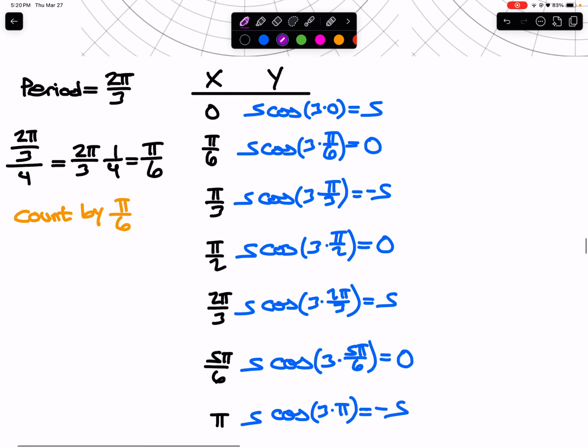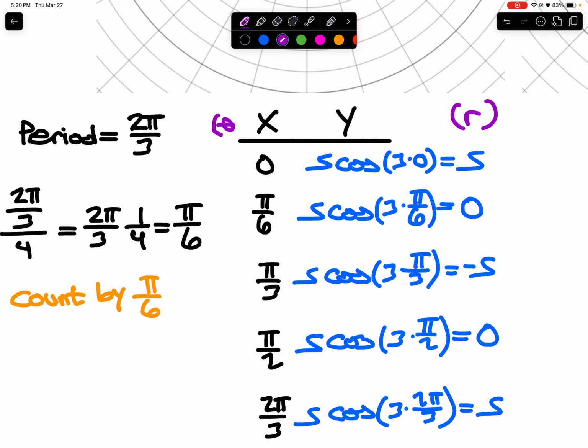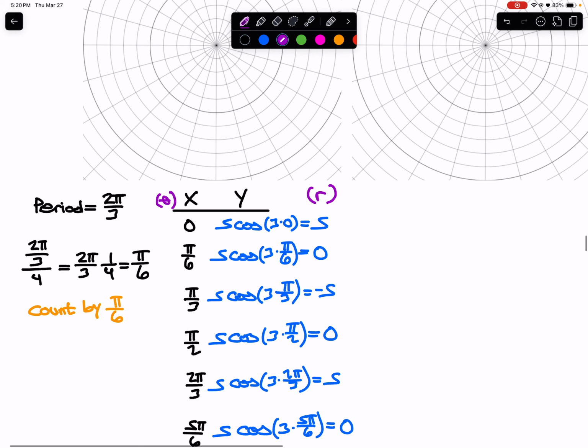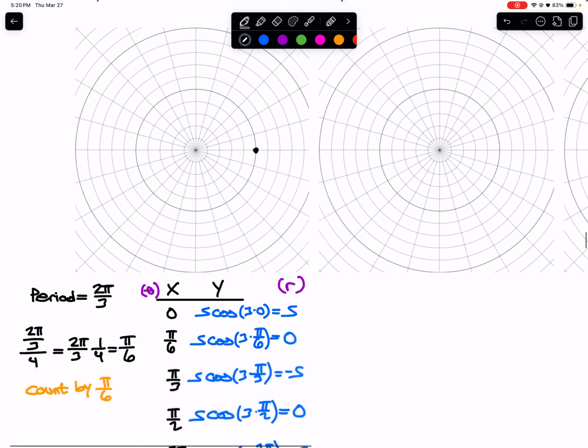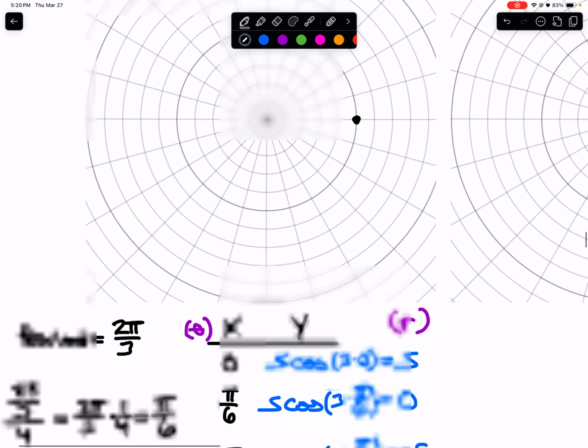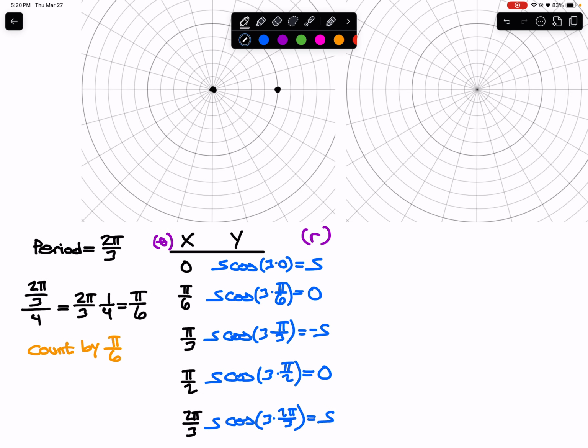So now, if I want to plot these in a rectangular coordinate, you could make a new table, you don't have to, but now this would become my r value, and then all the angles would become my thetas. So I'm going to do 5 in the direction of 0, 0 in the direction of pi over 6, -5 in the direction of pi over 3, 0 in the direction of pi over 2, so on and so on. So I'm going to go ahead and plot these. So 5 in the direction of 0, and then 0 in the direction of pi over 6, which would put me at the pole.